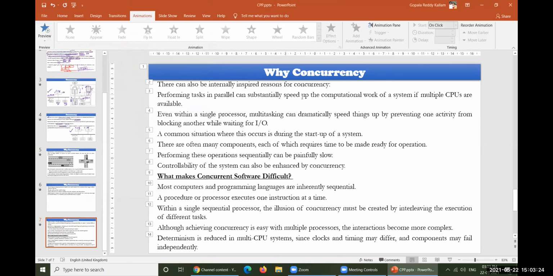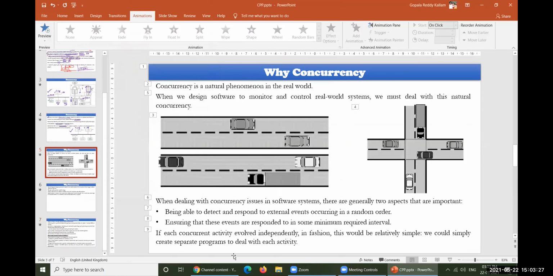Today, I'd like to discuss something about concurrency. The basic point of concurrency is why we require concurrency. That is the point actually. So, the reasons to have concurrency.